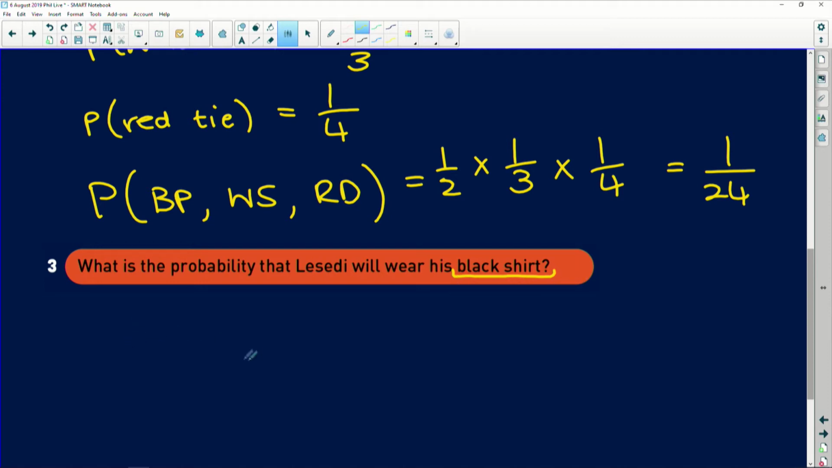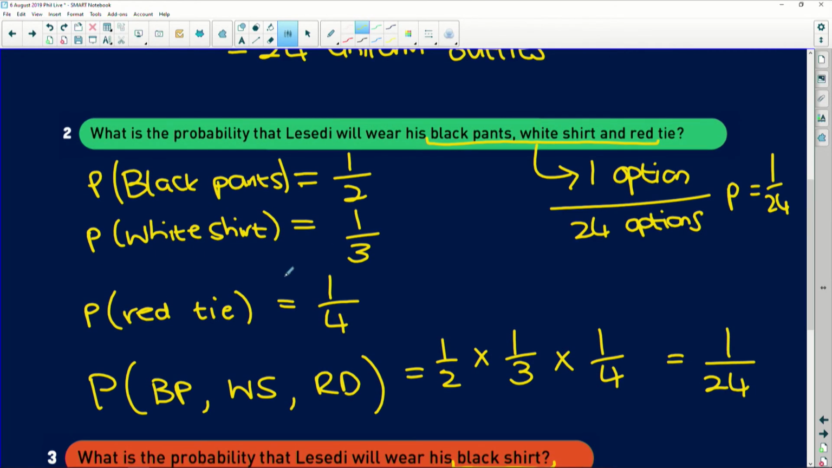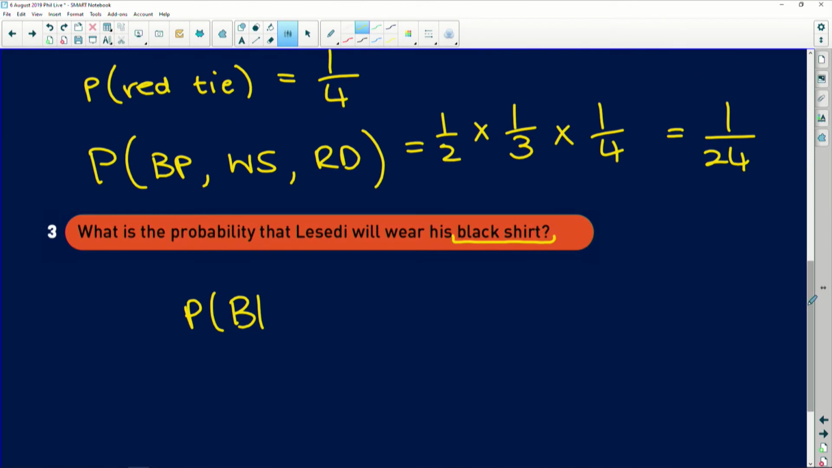Remember, shirts he has 3 options. Or is it? No, he has 2 options. Let me check. No, 3 options. 3 options for shirts. So, probability of him wearing his black shirt is 1 out of 3, because it's one specific choice out of 3 potential options. Nothing to do with any of the other outfits. You don't need to incorporate the 24 or any of these other 2 categories. Easy peasy.